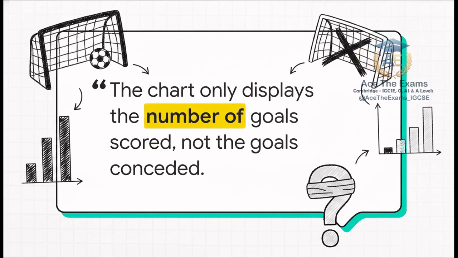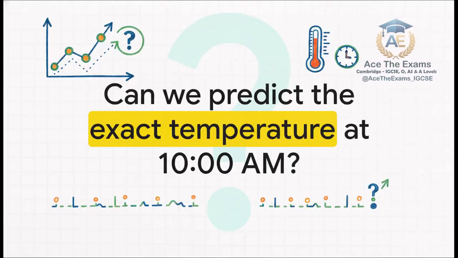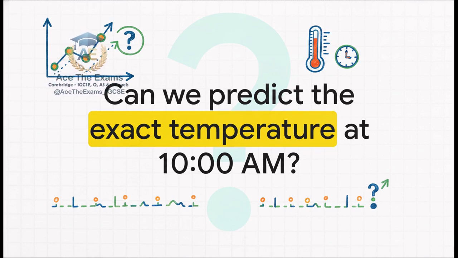Data is just as much about what isn't shown as what is shown. Never, ever draw sweeping conclusions that go beyond what the specific limits of the data allow. See the whole board. Level 6. Tracking changes over time. So, when we have continuous data sets that evolve and change, we need the ultimate analytical tool in our arsenal, the line graph.